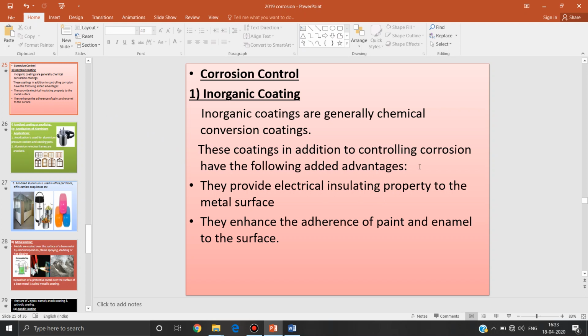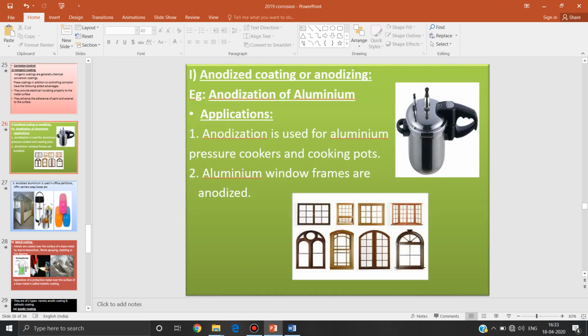So these coatings, in addition to controlling corrosion, have the following added advantages. They provide electrical insulating property to the metal surface. They enhance the adherence of paint and enamel to the surface. So first type under inorganic coating, that is anodized coating or anodizing. For example, anodization of aluminium.